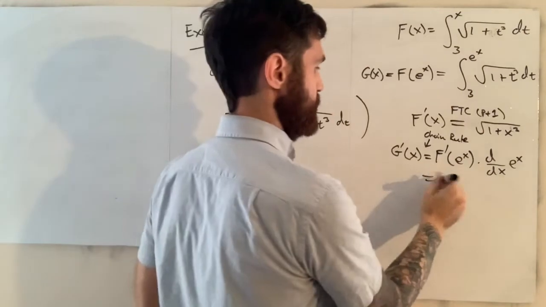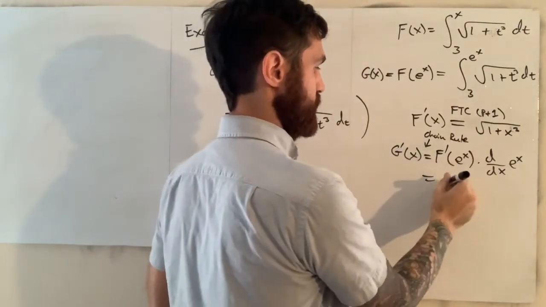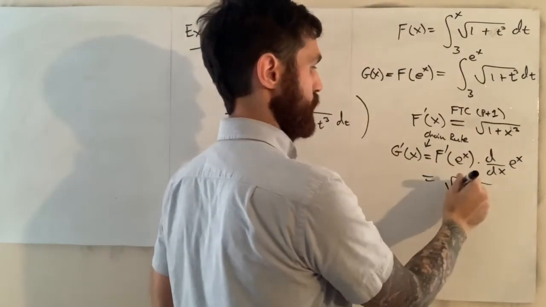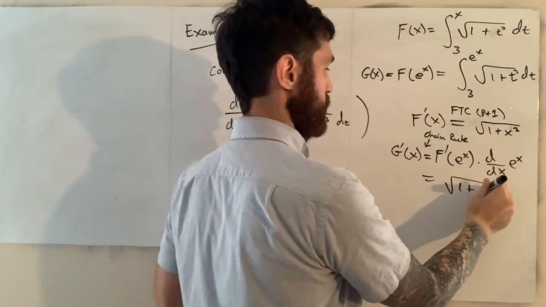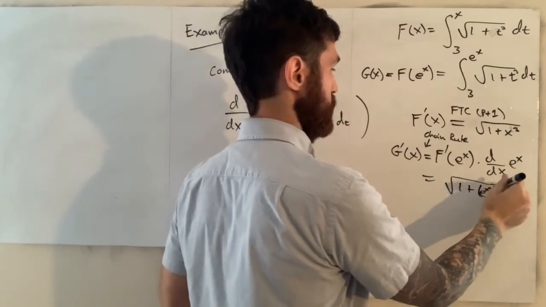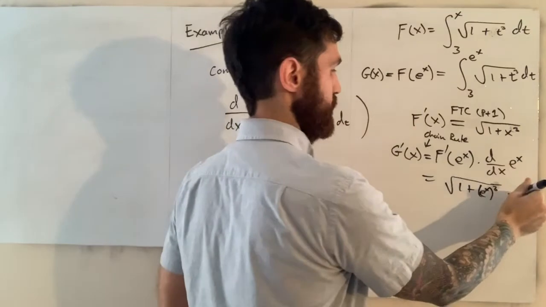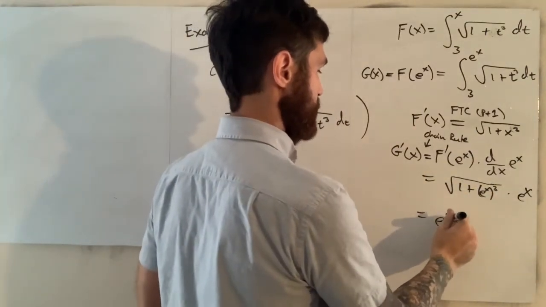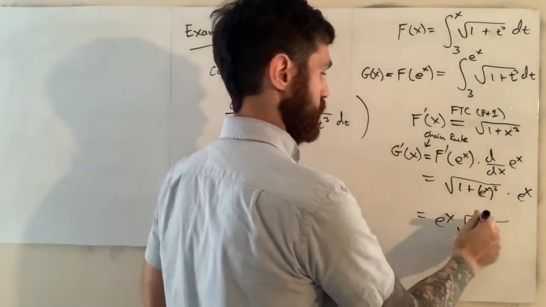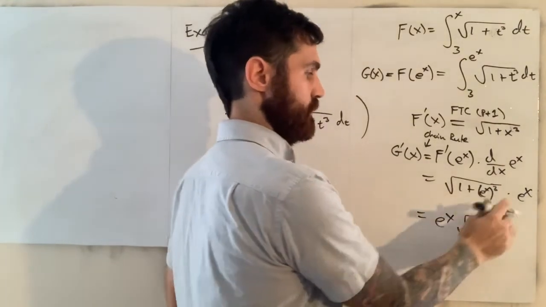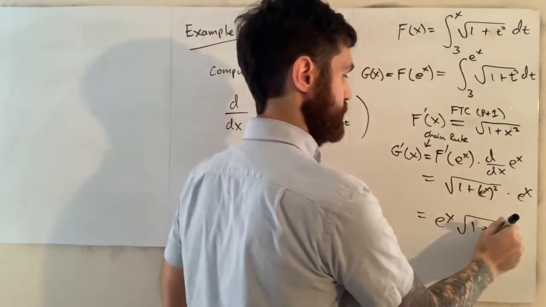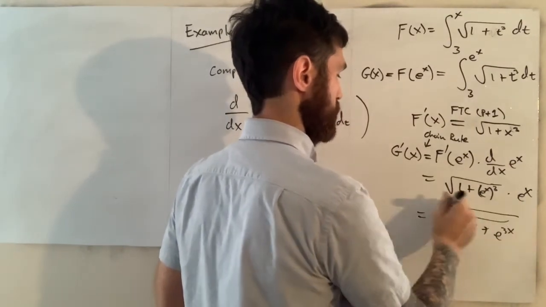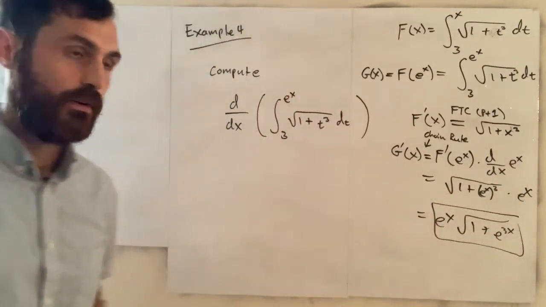And so what this is going to be is it's just going to be square root 1 plus e to the x cubed times derivative of e to the x, e to the x. And so what you're going to get is just e to the x times square root 1 plus e to the 3x. And that'll be your answer there.